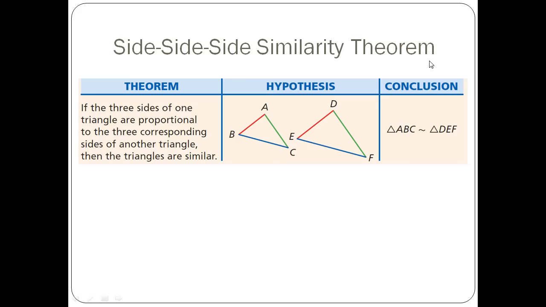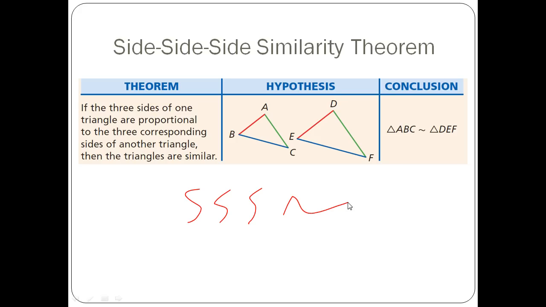Side-side-side similarity. Same acronym as we had with the congruent triangles. The difference now is that it's side, side, side, and we're going to put a little tilde after it. So it's going to be SSS tilde. I'm not going to actually say SSS for this. SSS tilde, SSS similar, whatever you want to say. That tilde is a similar symbol.